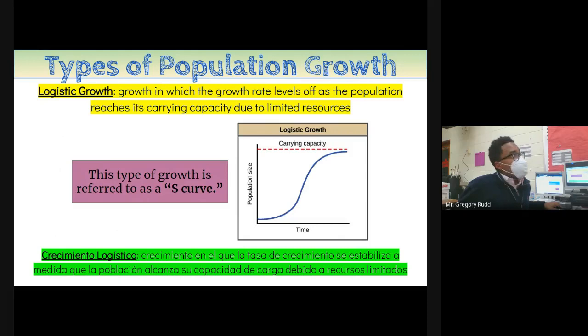Logistic growth is growth in which the growth rate levels off as the population reaches its carrying capacity. And of course, this is due to limited resources. So again, this actually looks like a capital S a little bit. So sometimes we refer to this as an S curve.